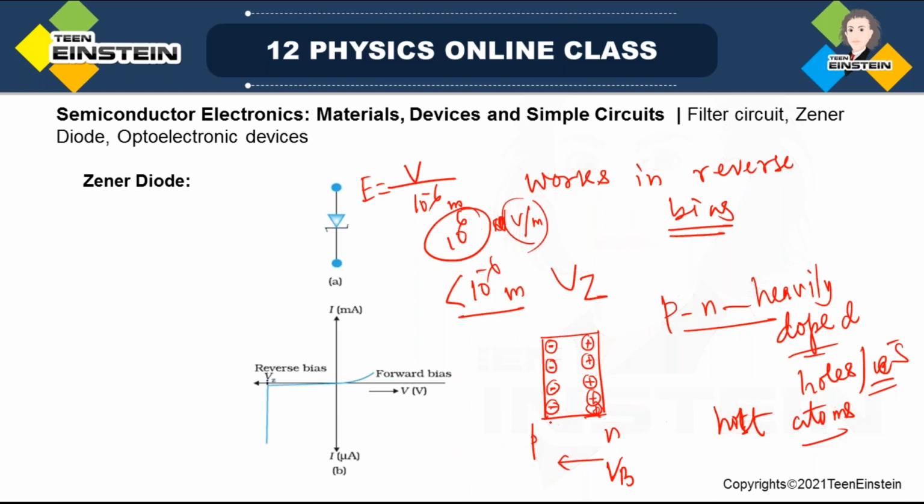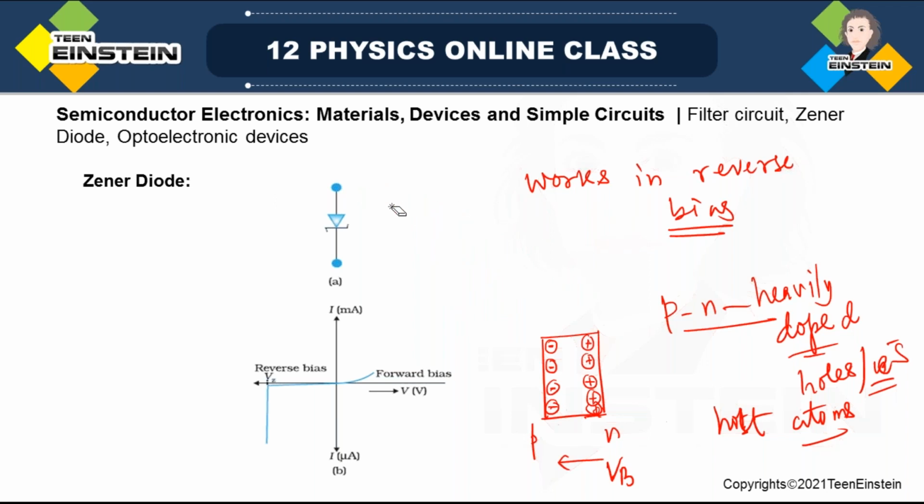When P and N sides are heavily doped, the junction will have very less thickness, and hence the electric field across the junction will be very large, of the order of 10 to the power 6 volt per meter, the electric field across the depletion layer. So the electric field will be of the order of 10 to the power 6 volt per meter, and it is a very huge voltage.